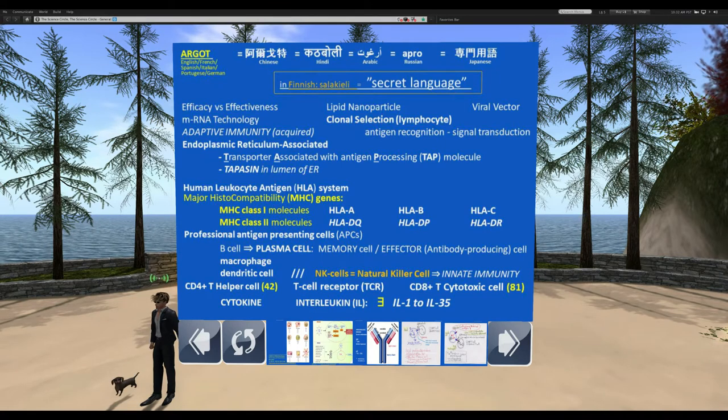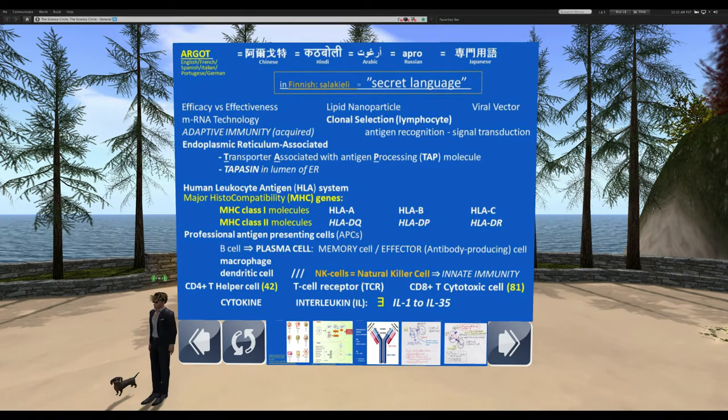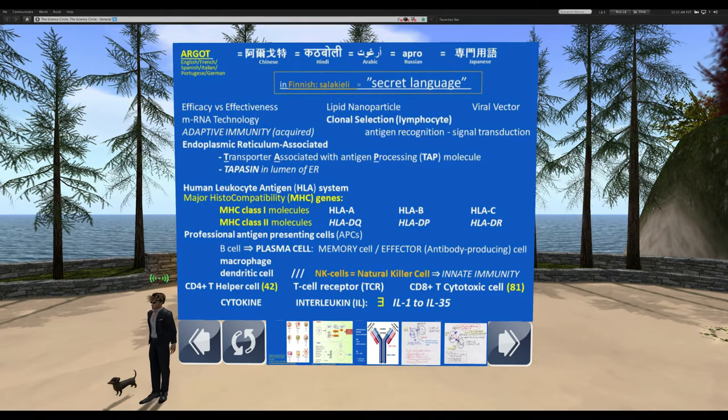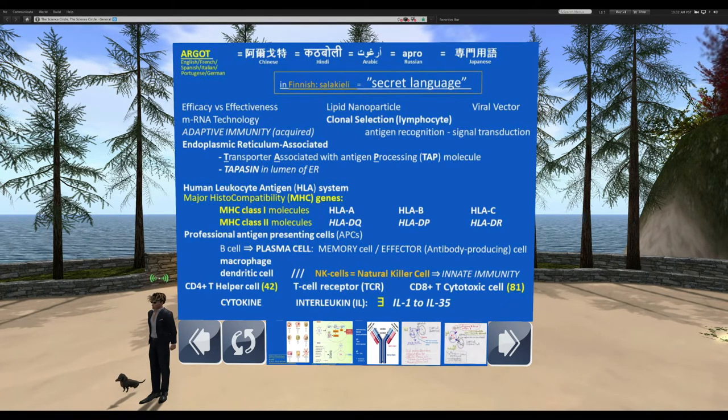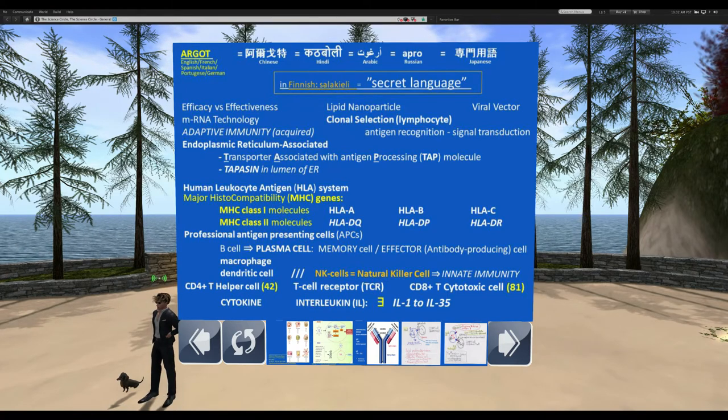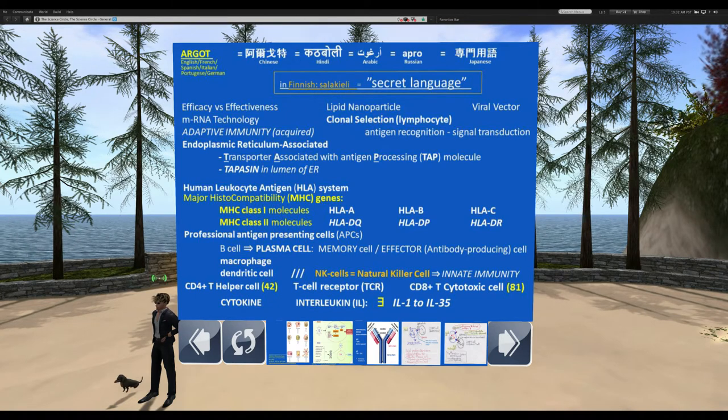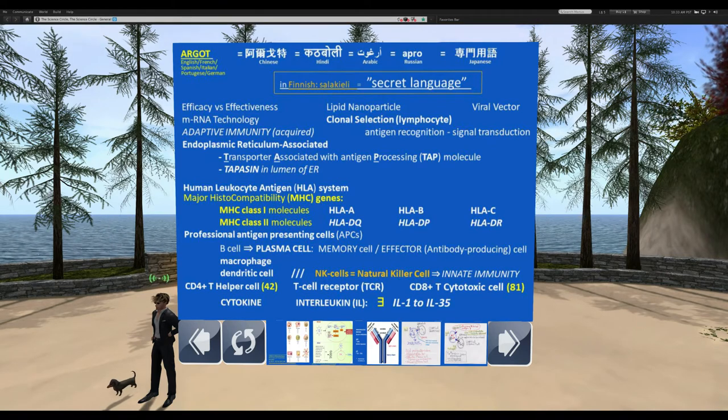That's a system of genes, and if you do transplantation or cancer stem cell therapy, you've got to do matching of HLA genes, or else you'll get rejection of the cells, whether it's transplant or stem cells that are introduced. These MHC are major histocompatibility genes or molecules. I hear the terms used almost identically. I'd like to specify if I'm talking about the genes or the molecules.